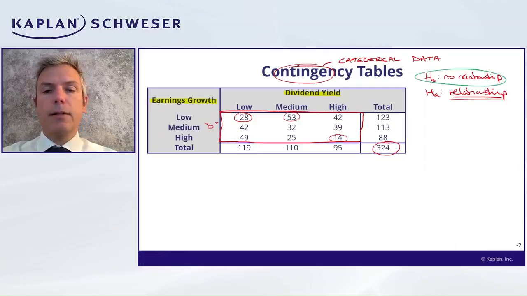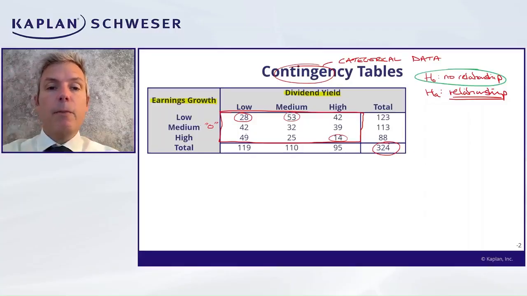Under null conditions, when there's no relationship between dividend yield and earnings growth, what would we expect to see in this table? The idea is, if there's no relationship, each row would look the same as they're split across different levels of dividend yield. Each row would be the same because there's no difference between a low earnings growth company and a high earnings growth company when you look at their split across dividend yield.